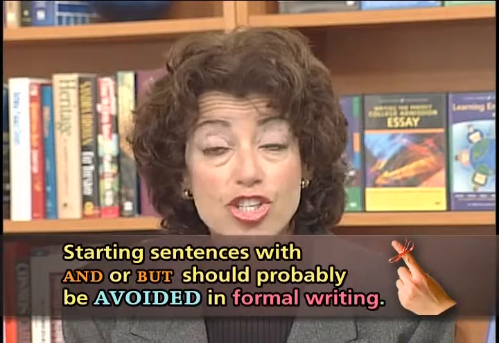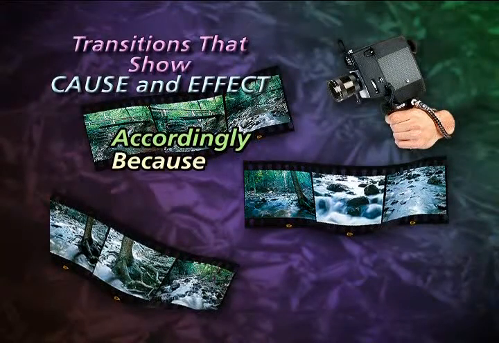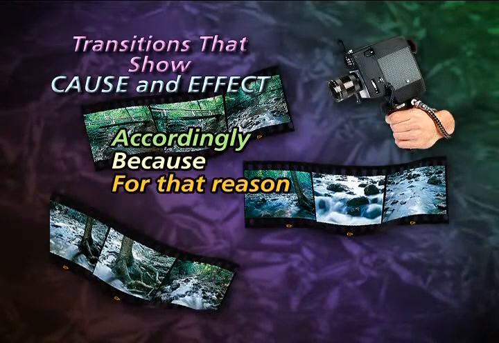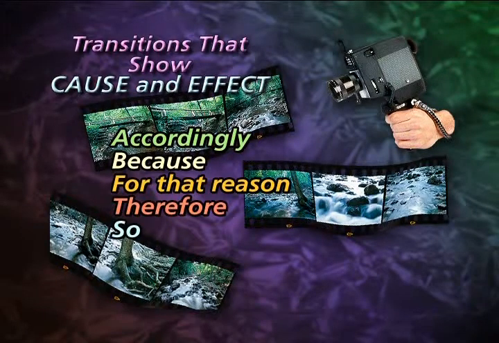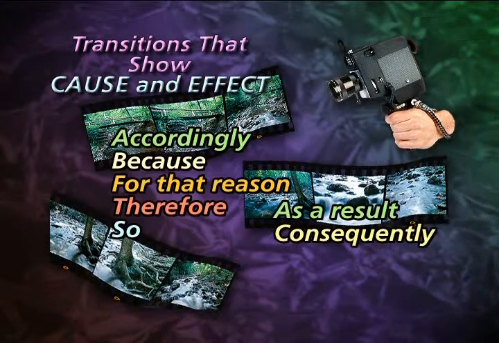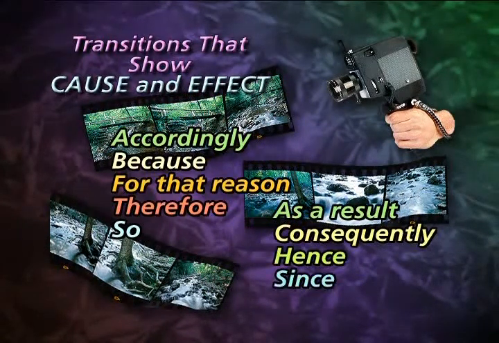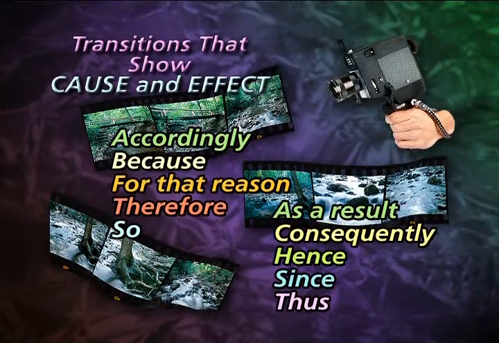Here are some transitions that show cause and effect. Recall that cause is why something happens. Effect is the result of that. Accordingly, because, for that reason, therefore, so, as a result, consequently, hence, since, and thus. As with the previous transitions you just learned, you can use these in different places in the sentence, primarily in the beginning and in the middle. You would pick the place that helps you create logic, unity, and coherence.